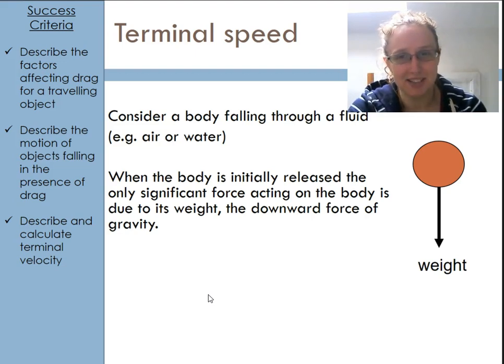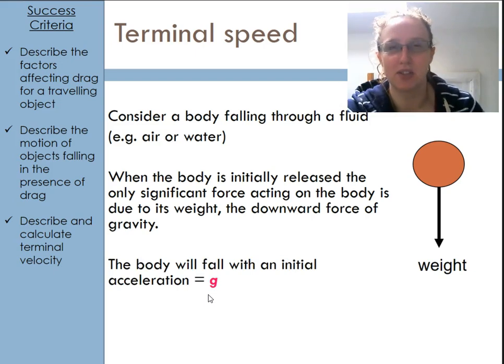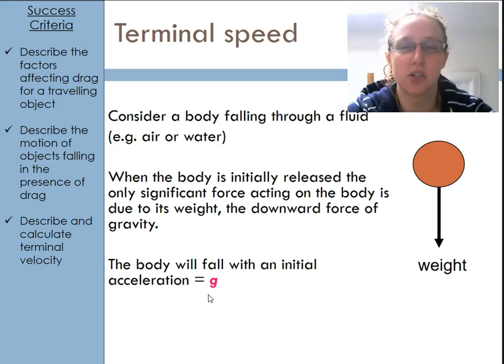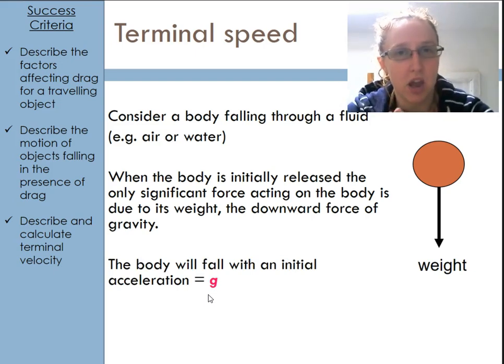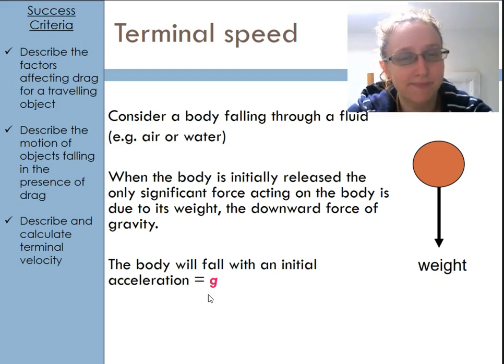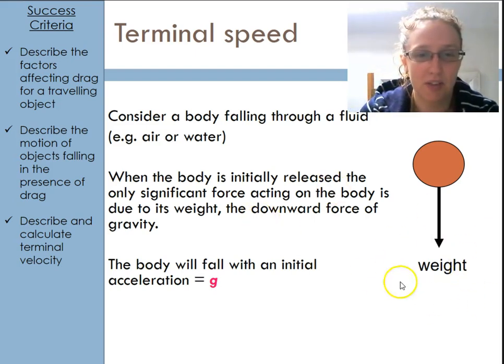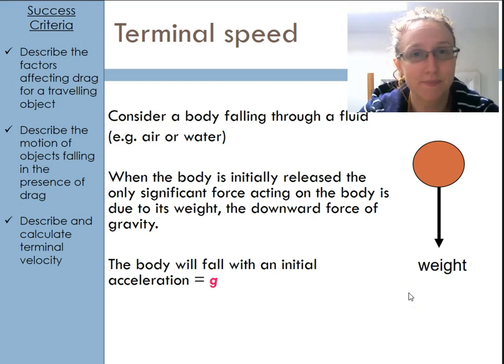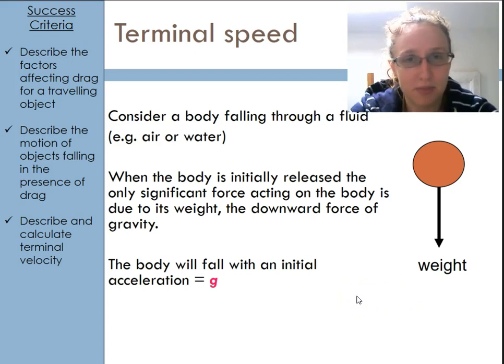So at the very beginning, the object is going to fall with an initial acceleration of g, because the only force acting on it is the one because of its weight. There is no other force, so it's going to be F equals ma using the weight. So when it first starts moving, it will move with that initial acceleration.